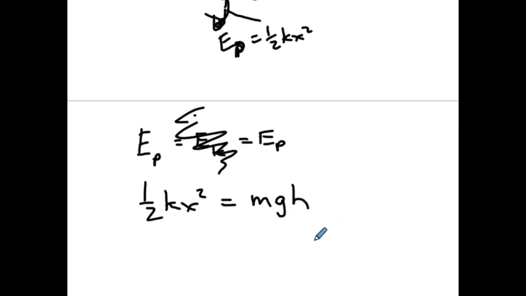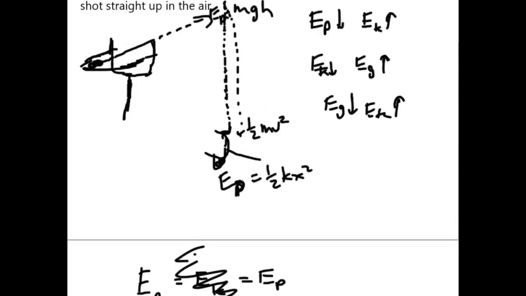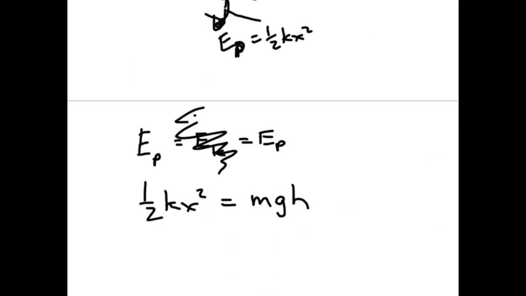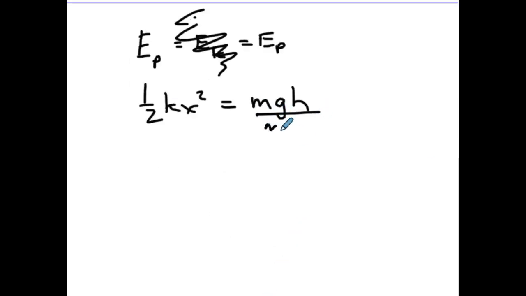And now in this particular example, mass won't cancel, unfortunately. So I will need to know all of my values. So first, let's figure out what I'm solving for. I'm looking for maximum height. So with maximum height, let's scroll that back down. We need to isolate for h, so that means we need to divide both sides by mg.